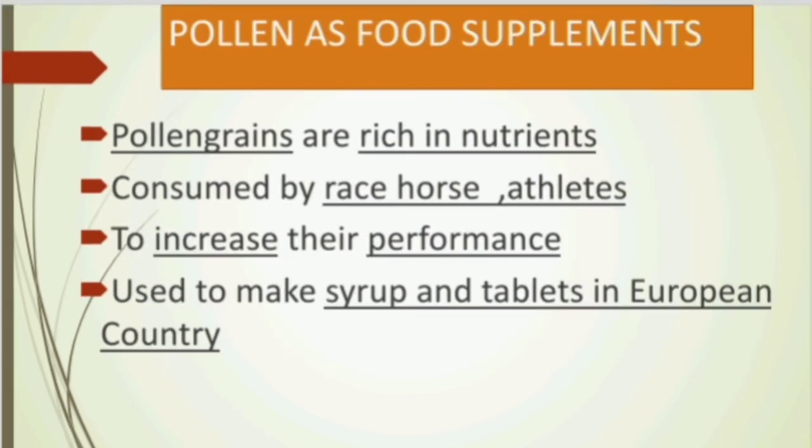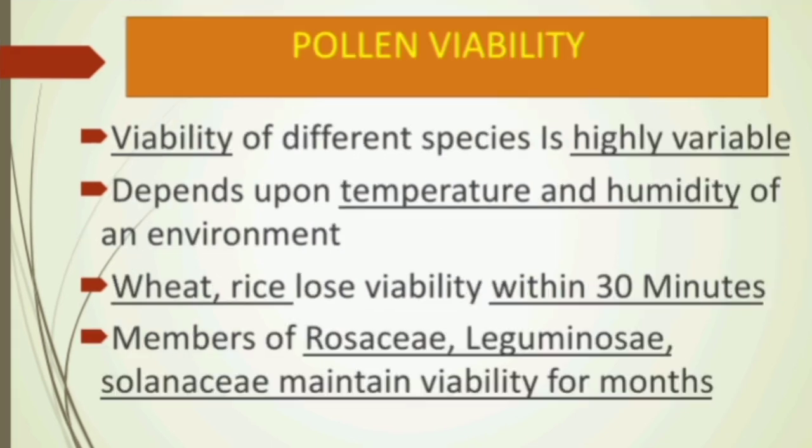So let's discuss pollen grain as food. Okay, as this pollen grain is rich in nutrients, it is consumed by some athletes and race horses in order to increase their performance. But in some European countries, they also make syrup and tablets using these pollen grains. Why? Because this pollen grain is rich in certain kinds of nutrients. Clear?